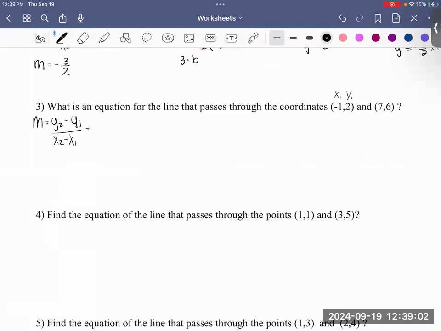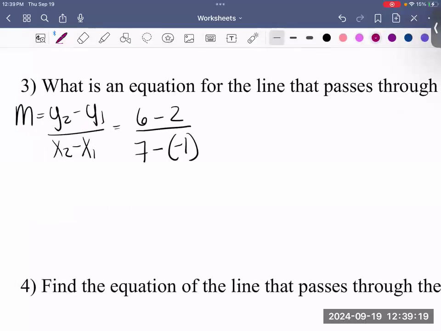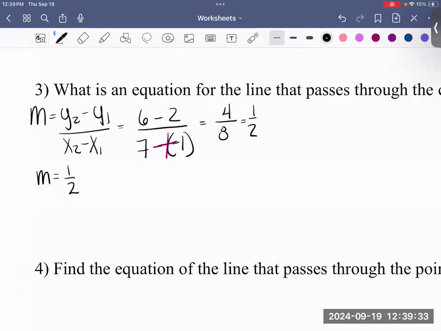So let's quickly label. So we have 6 minus 2 over 7 minus our -1. So we have a -1, but we also have a minus sign, which then the double negative, when we multiply it together, will make a positive. So we really have 4 over 8, which is then 1/2. So you have m is equal to 1/2. So step number 2, we have y is equal to mx plus b. M is equal to 1/2.